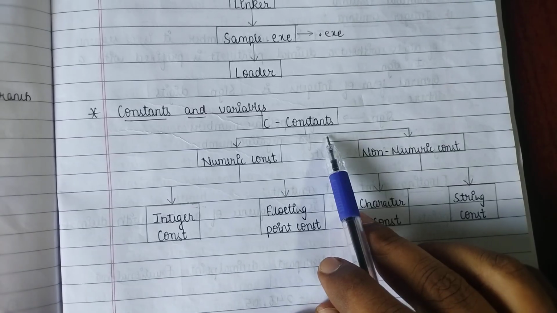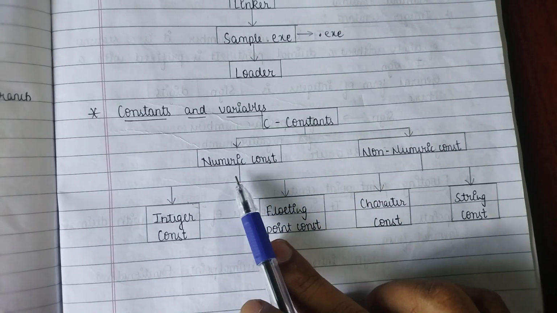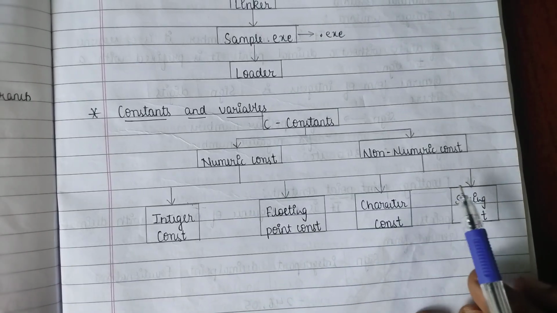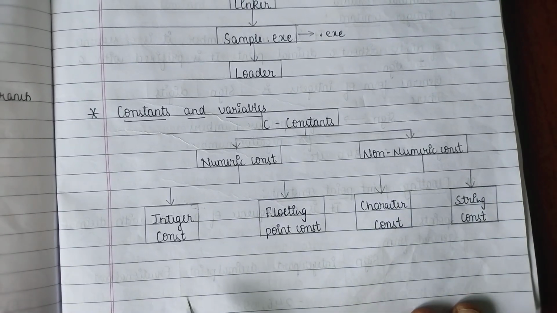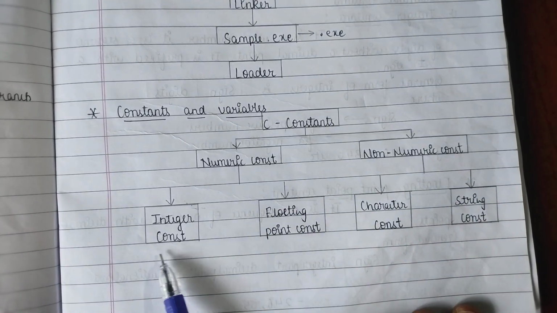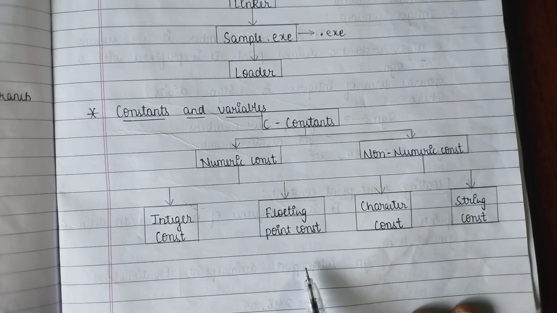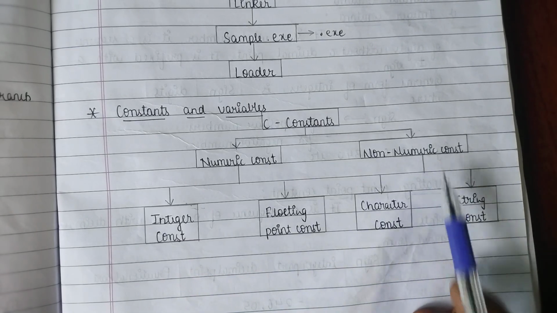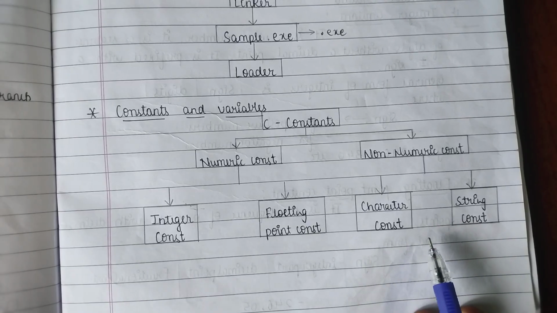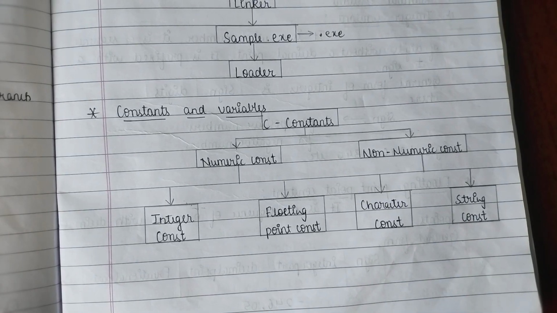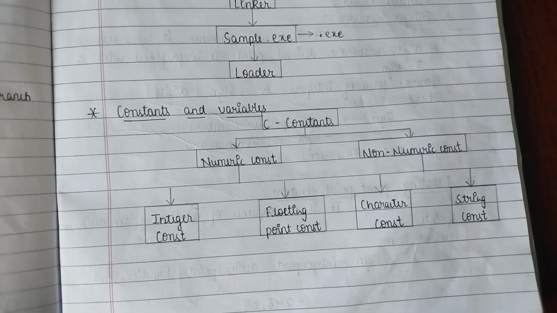So C constants can be divided into two types. One is numeric constant, another one is non-numeric constant. In the numeric constant, again we have two types, that is integer constant and floating point constant. In a non-numeric constant, again we have character constant and string constant. Constants can be divided into two types, numeric and non-numeric.